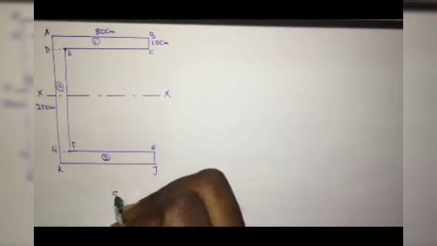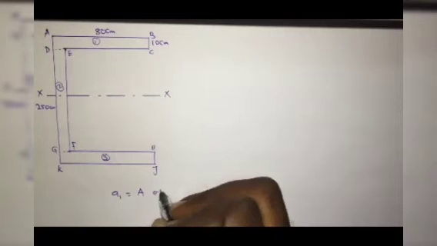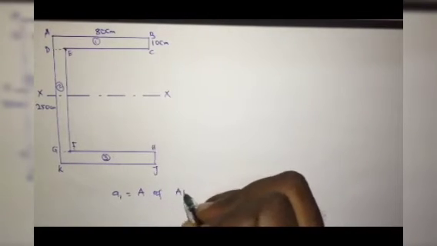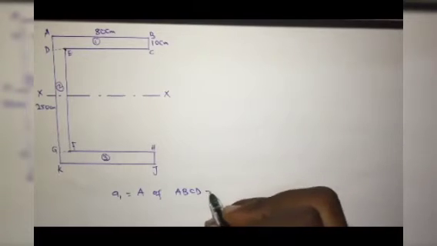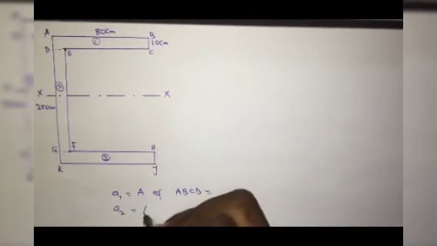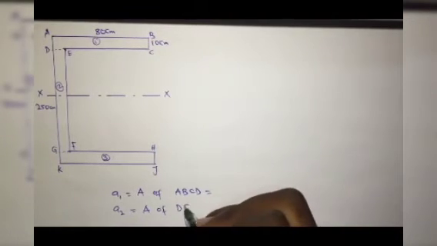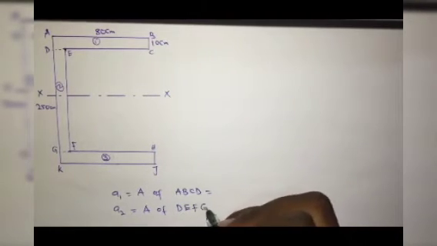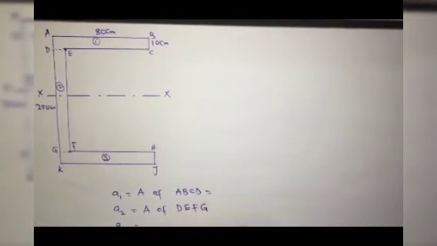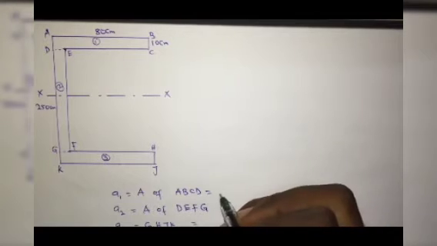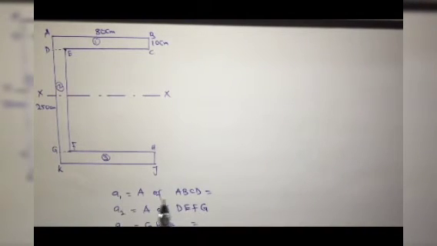So we have rectangles 1, 2, 3 now. The first one is rectangle ABCD, then DEFG, then GHJK, the third one. The area for the first rectangle is going to be the area of ABCD, and the second rectangle is going to be the area of DEFG, and the third rectangle is going to be GHJK.